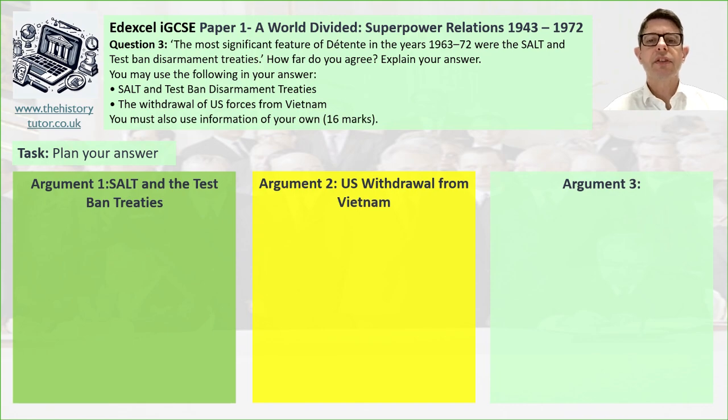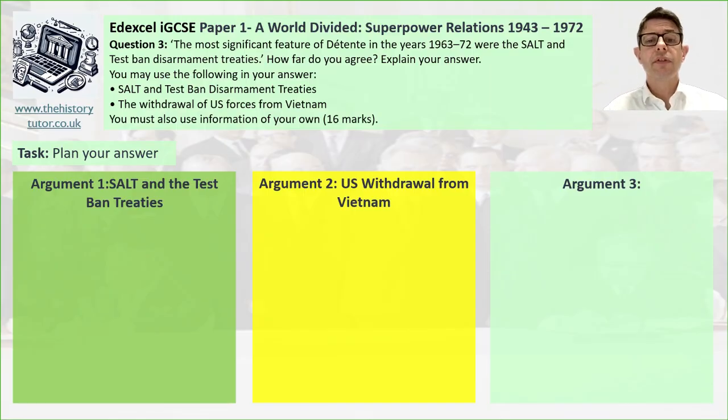The most significant feature of Detente in the years 1963-72 were the SALT and test ban disarmament treaties. How far do you agree? Explain your answer. It gives you some ideas here. It says you may use the following in your answer: SALT and test ban disarmament treaties. I'd suggest you do use those because it's in the question.